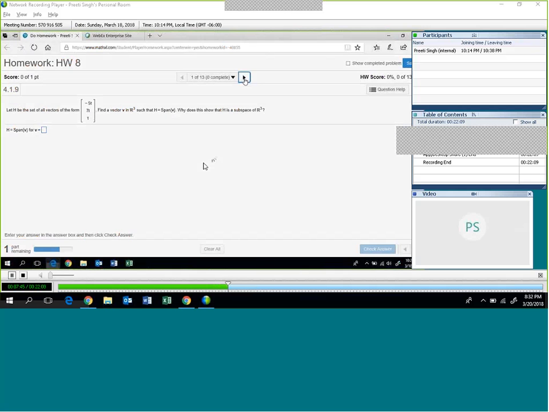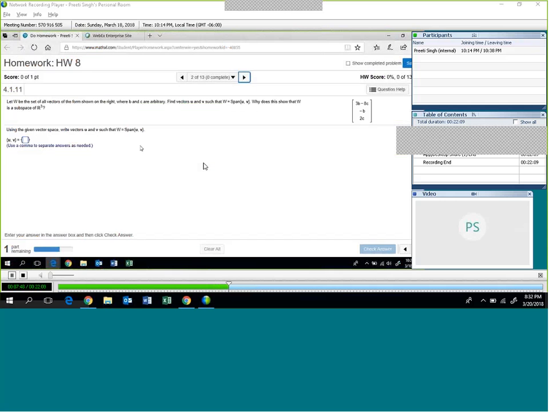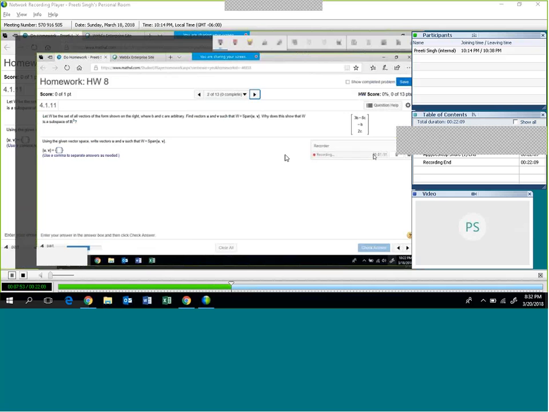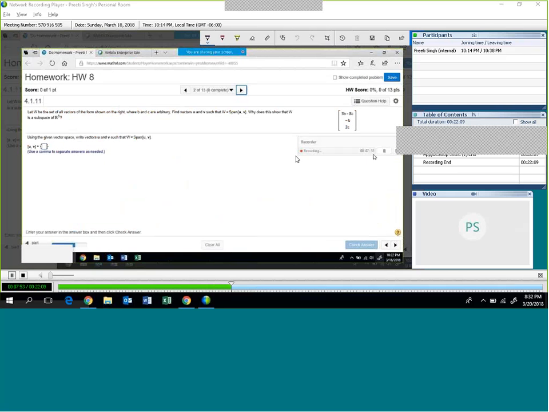Now let's go to the next problem, which is: W is the set of all vectors of the form shown on the right here. Let me change this to sketch. So W is the set of vectors like this. Now, can I extract two vectors from this set and write W as a span of those two vectors? Once I have written that, I know W is a subspace.